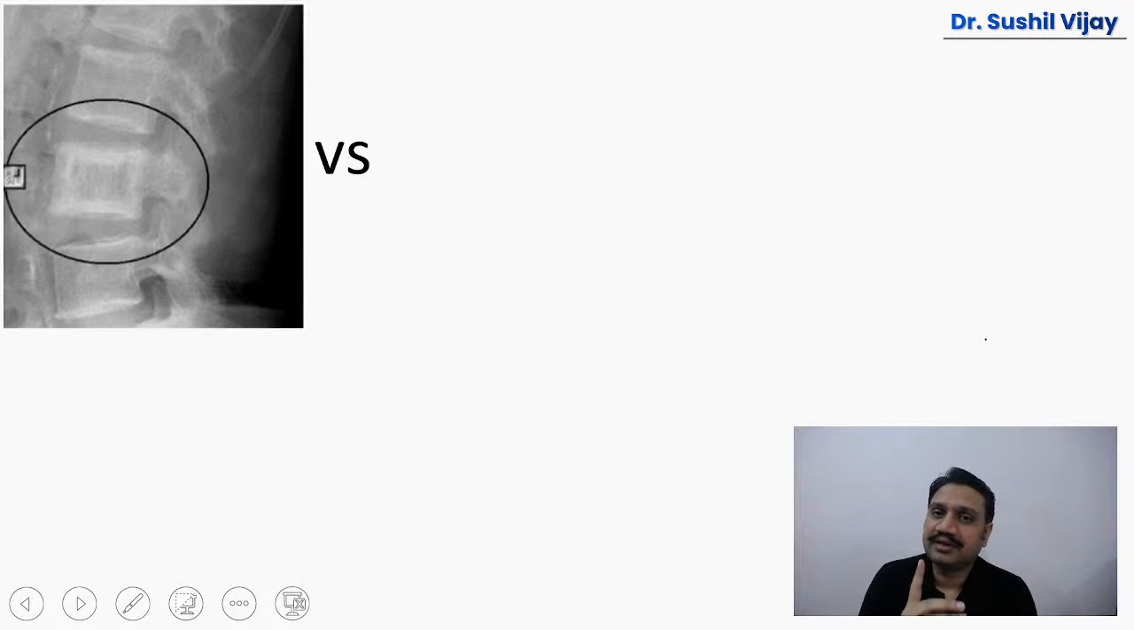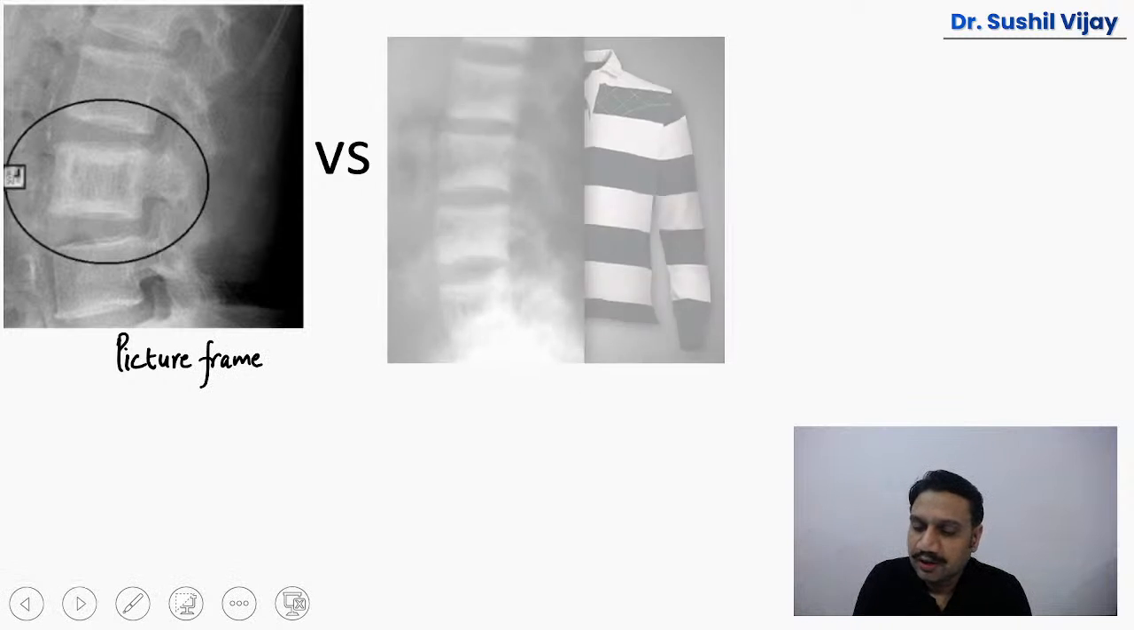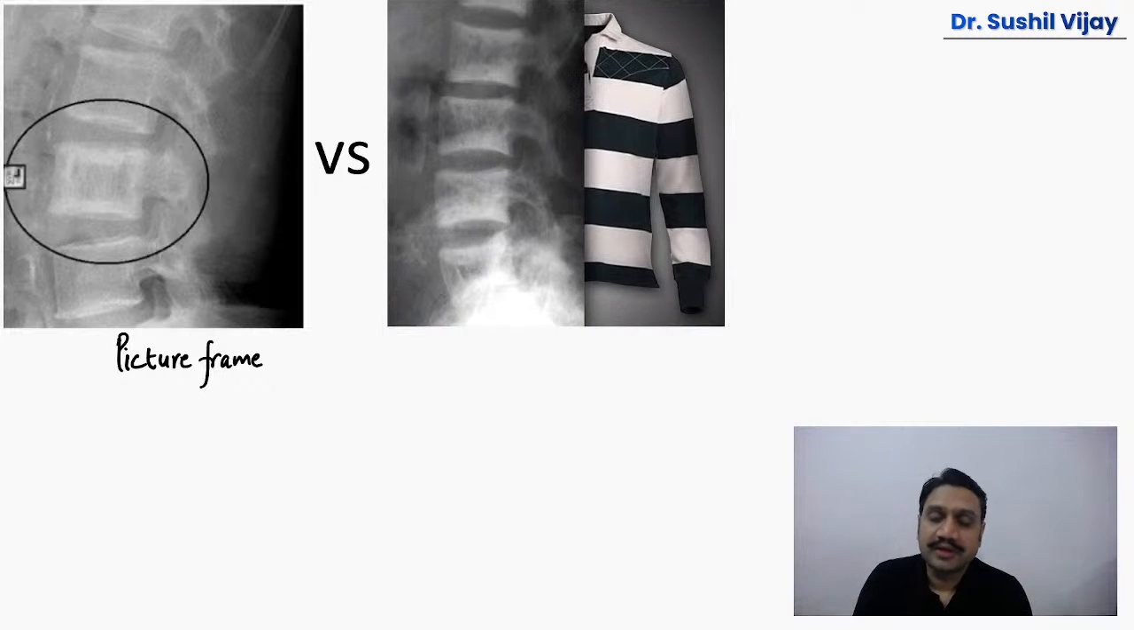Please remember, sometimes just to trick you, they can also ask one of the most important things here. The picture number one that you see is what you have just said, the picture frame or the ivory vertebra, isn't it? Look at the next one. You have whiteness at the top and bottom, and the central area is black. What do you call this kind of spine? Can somebody say?